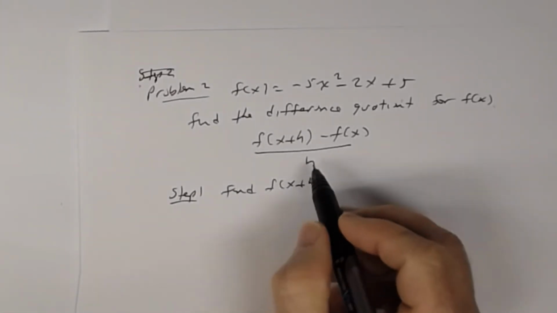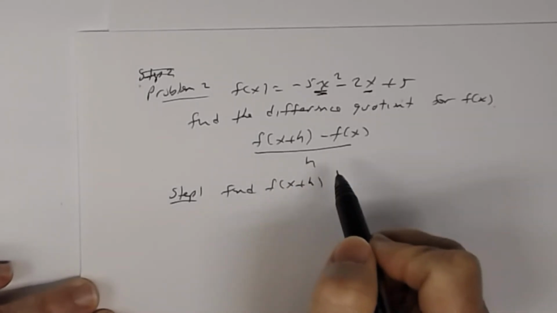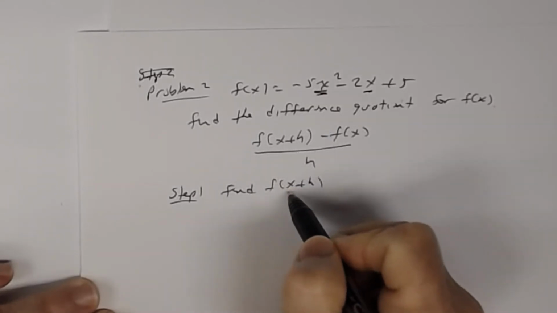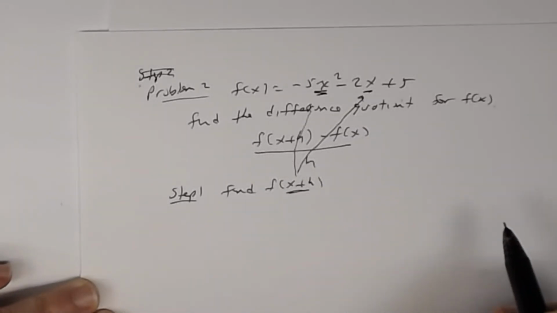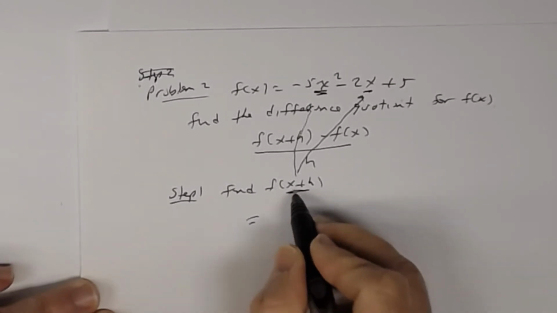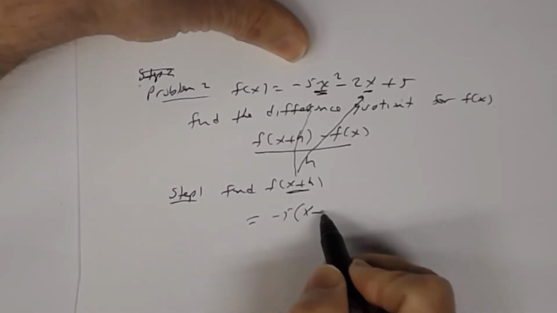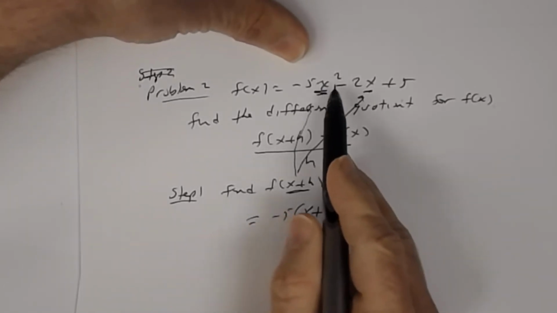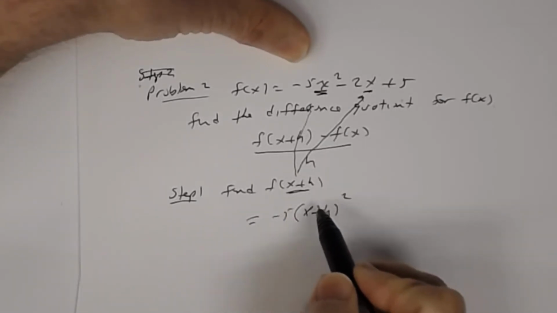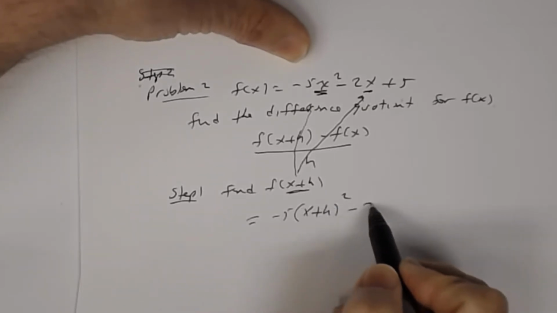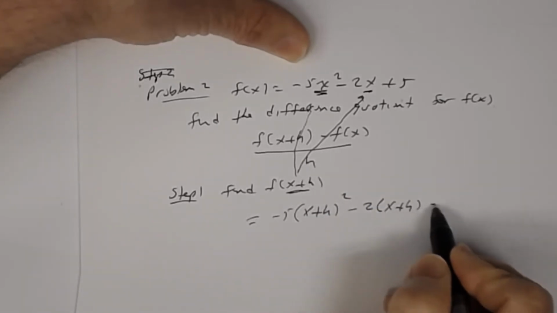All right, and so notice that I see an x here and an x here. All right, and so I'm going to substitute now x plus h into those two variables. And so therefore f of x plus h right here becomes negative 5 in parentheses x plus h, but remember you're squaring it. So you're going to substitute x plus h, and now you're squaring it. So in place of x, you're substituting x plus h. Minus 2 times x, you're substituting x plus h, and then plus 5.